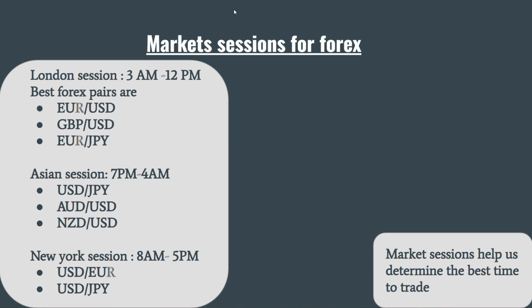Now, the London session is from 3 a.m. to 12 p.m. And here are the best pairs of forex to trade. The Asian session is 7 p.m. through 4 a.m. There is the best pairs of forex to trade for it. And the New York session, of course, which is 8 a.m. through 5 p.m. Now, why are these sessions important, right?